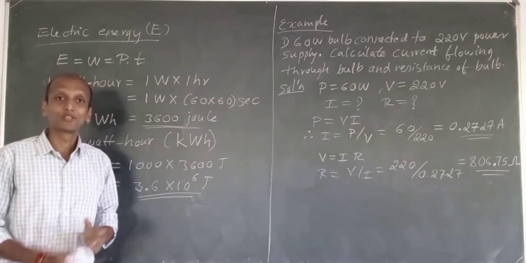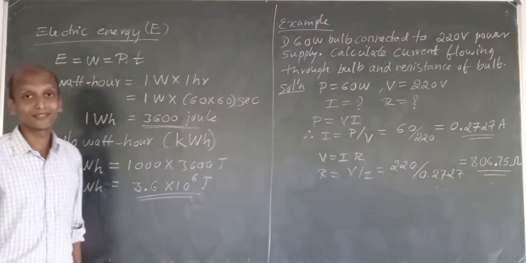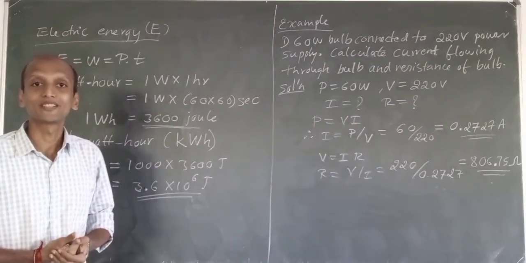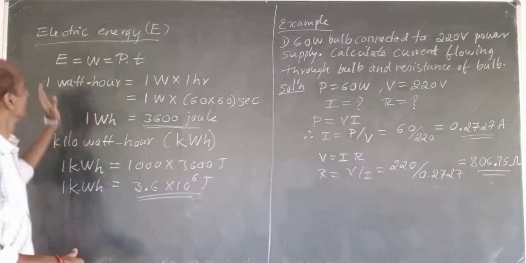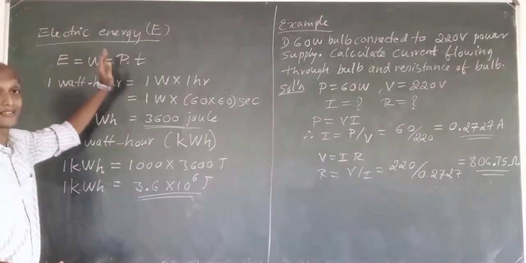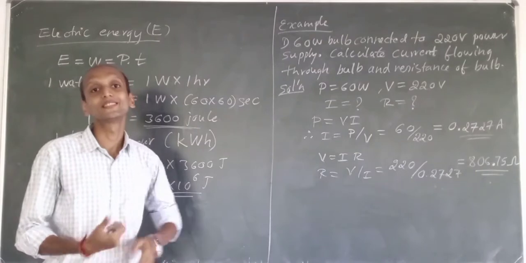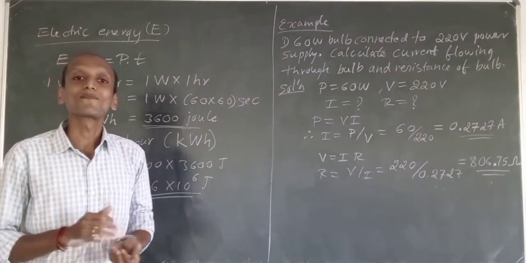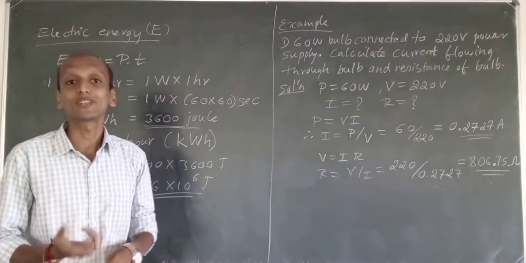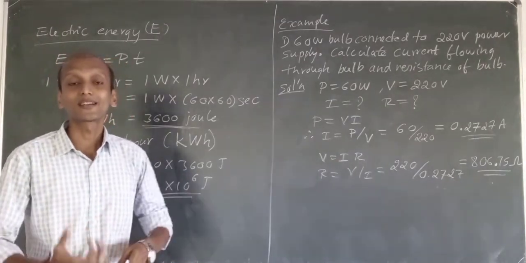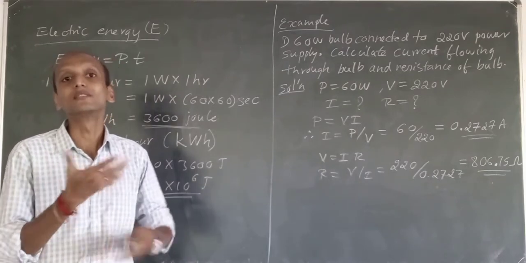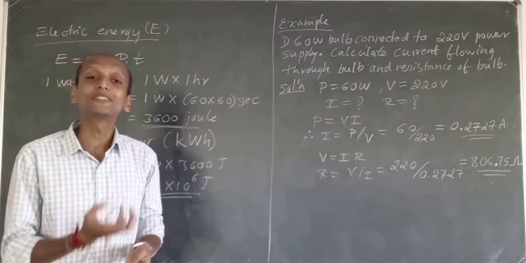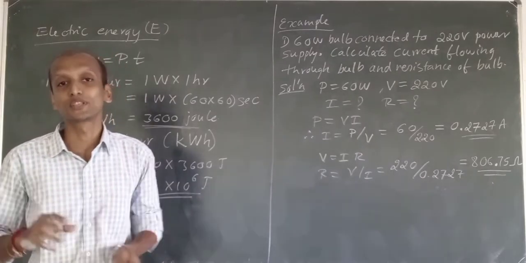Students, in our previous video we have seen about electrical energy, electrical power and power dissipated in a resistor. So we have seen electrical energy. What is electrical energy? Electrical energy is nothing but the work done. It is a calculation wherein we see how much energy is consumed for how much duration of time.